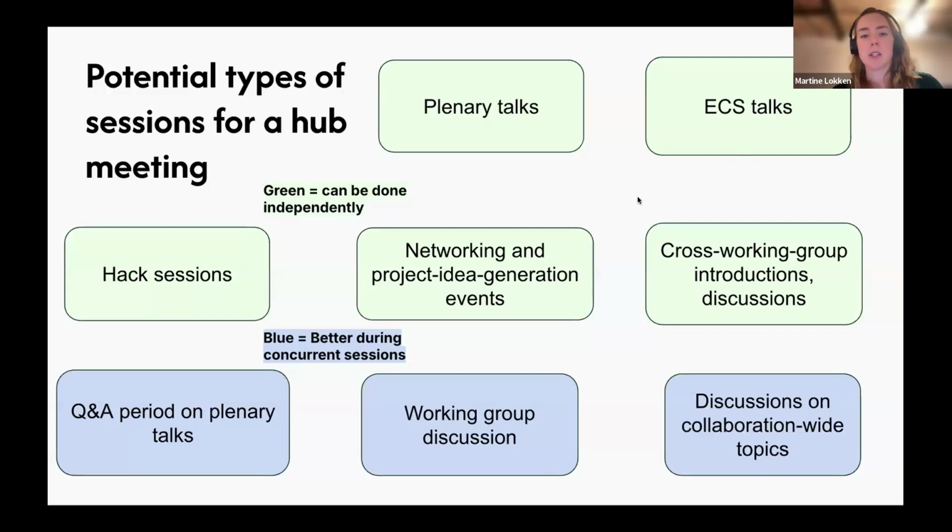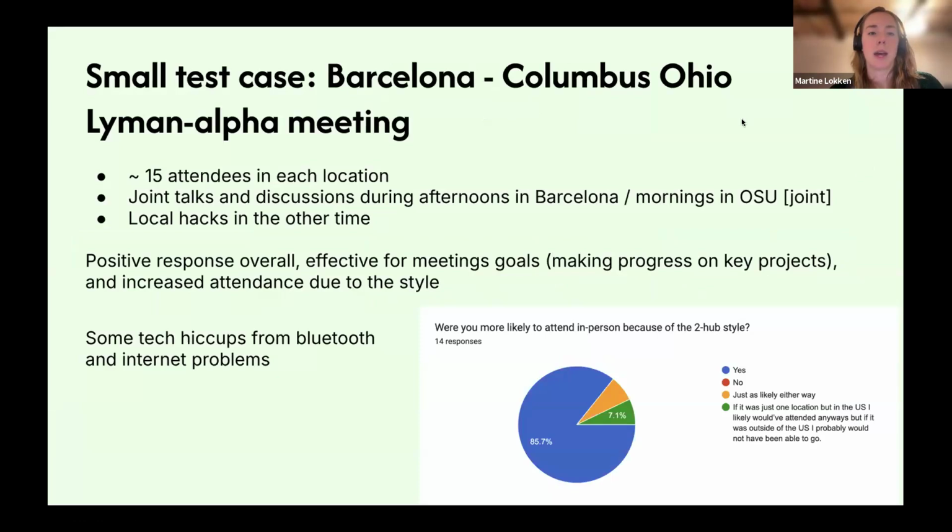There's a couple of different things that you can do at one of these meetings. So I've been thinking through what would be better to do during a concurrent session when you're online, and what to do in person. There's some things we could do that we don't normally do, like project generation ideas in local settings. And we might actually encourage more cross-working group discussions in these local hubs. We had a small test case with our Alignment Alpha working group earlier this year. It was much smaller than the full collaboration meeting, but it worked pretty well overall, and people were more likely to attend because we did 2 hubs.